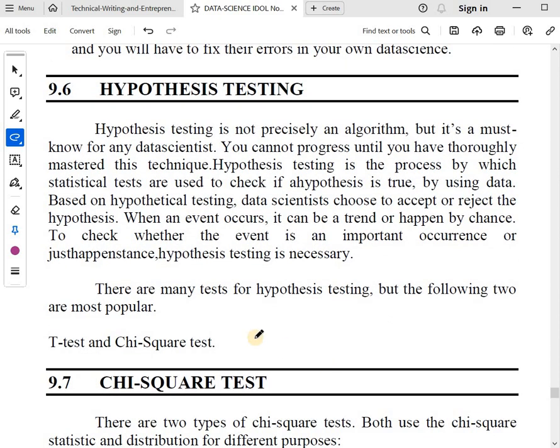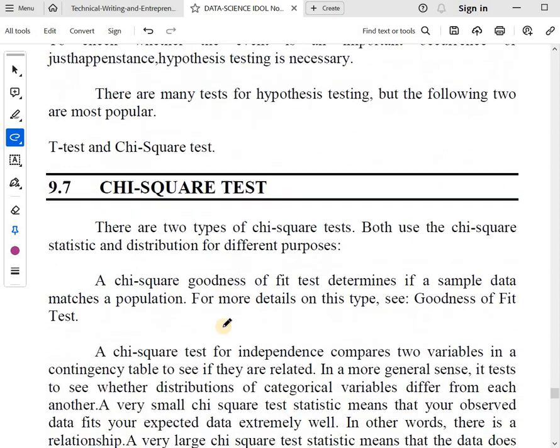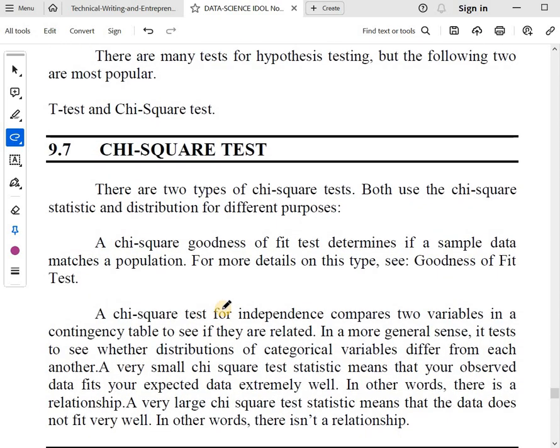Now, hypothesis testing. I have already taught you what hypothesis testing is. Hypothesis testing is a process by which statistical tests are used to check whether my hypothesis is true or my hypothesis is false. So I get to decide if the hypothesis is to be accepted or rejected depending upon the result of the test. Do you guys remember which two tests we studied? We studied two tests yesterday. You remember?